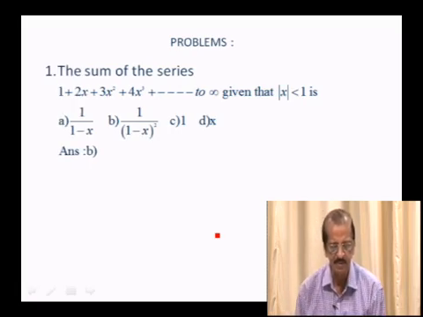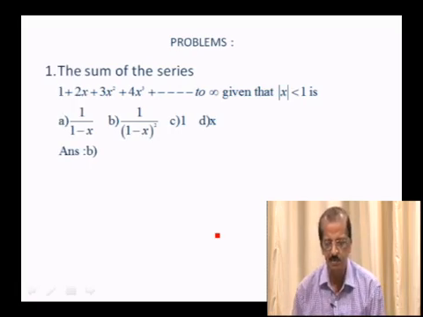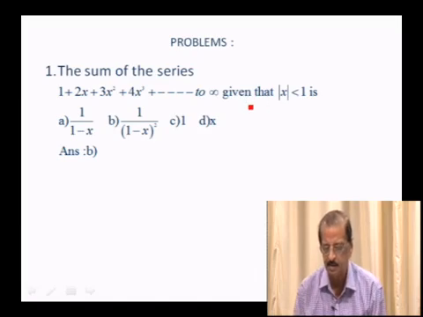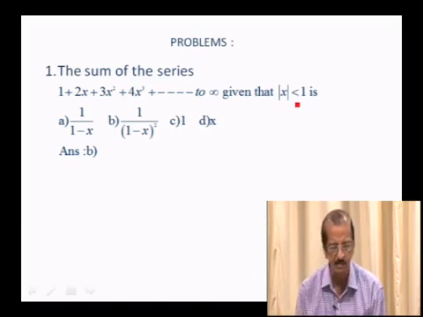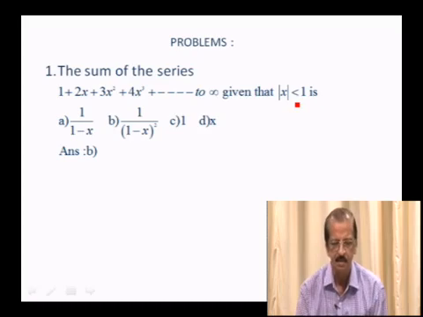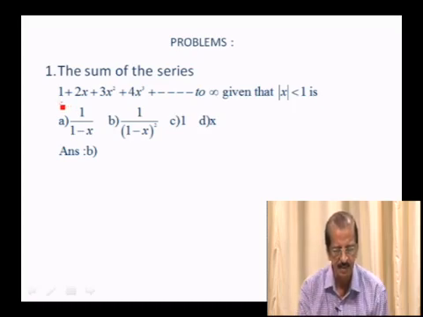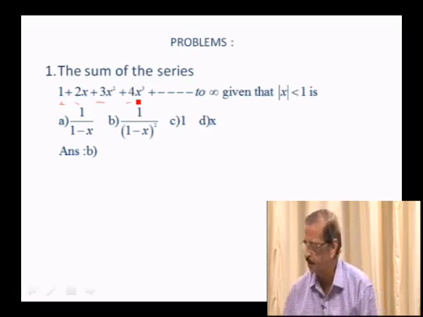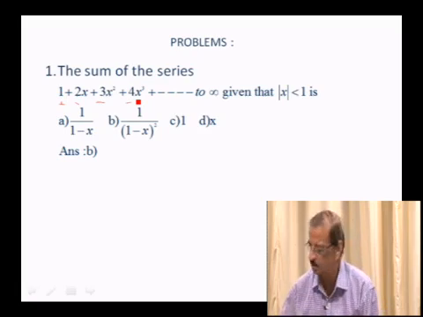The sum of the series 1 plus 2x plus 3x square plus 4x cube to infinity, given that mod x less than 1 is, he has given 4 options. See, clearly you find that this is an arithmetico-geometric series. 1, 2, 3, 4, they are in AP, and 1, x, x square, x cube, they are in GP.